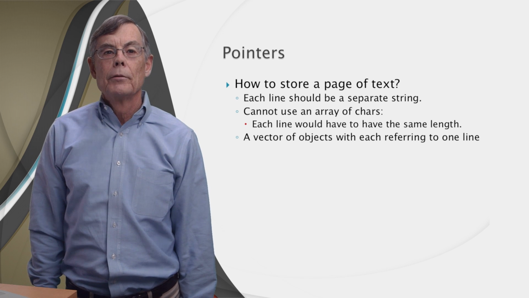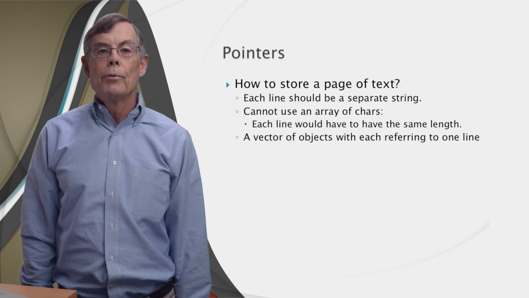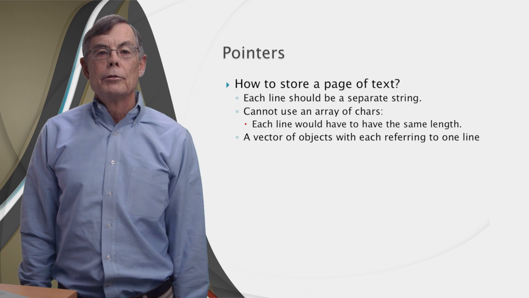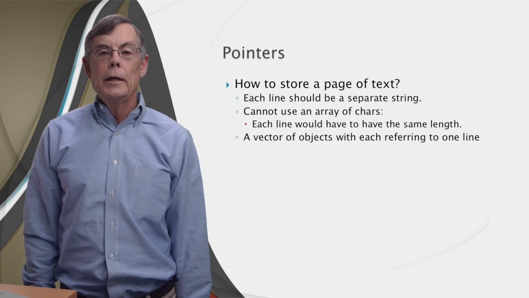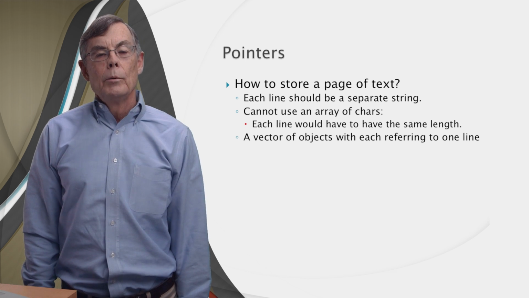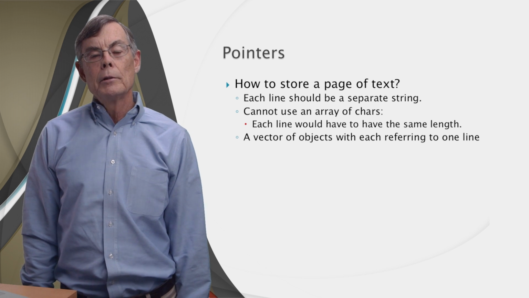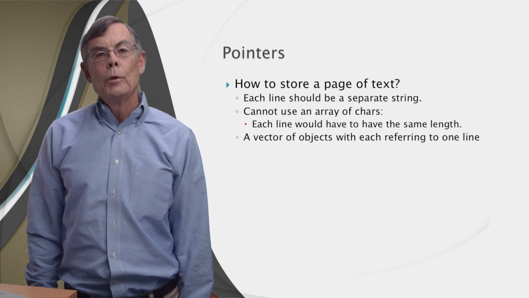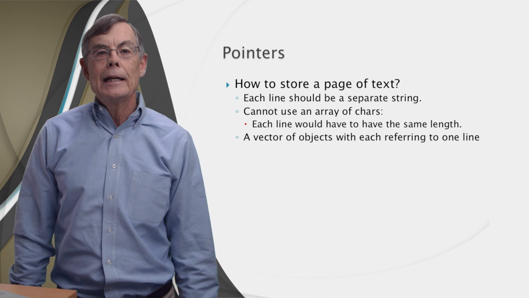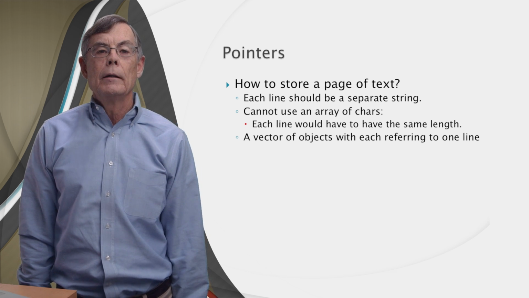store a page of text? As we've seen, two-dimensional arrays are not a good way to do it because each row, that is each line, would have to be the same length. Storing it in a single string is not appealing either because you can't easily access individual lines. We could store each line in a separate string, but then how can we group these lines together? Wouldn't it be great if we could create a vector of special objects that would link somehow to each one of these strings? Well, it turns out that we can.